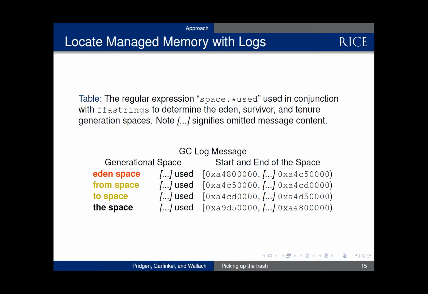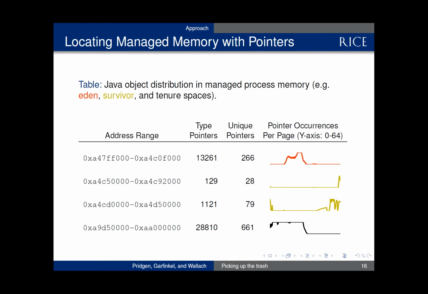The easiest approach that we use is scanning the JVM heap for logs. These logs are produced every time a garbage collection takes place, and they tell us exactly where the different spaces are. So the Eden space, which is where all the short-lived objects exist, would be at 0xA48000, whatever, up to 256 megabytes in size. The survivor space, similarly. And then the permanent space. We use this information to identify the segments of the managed memory.